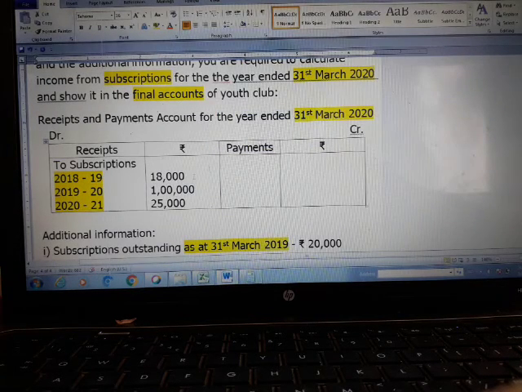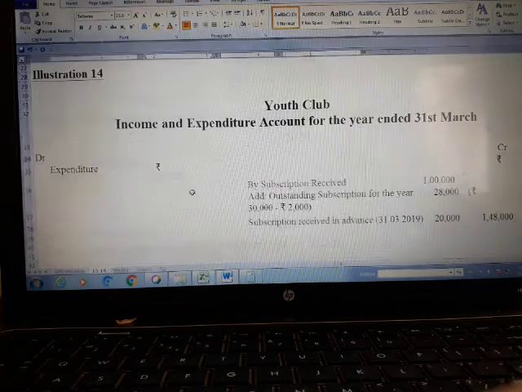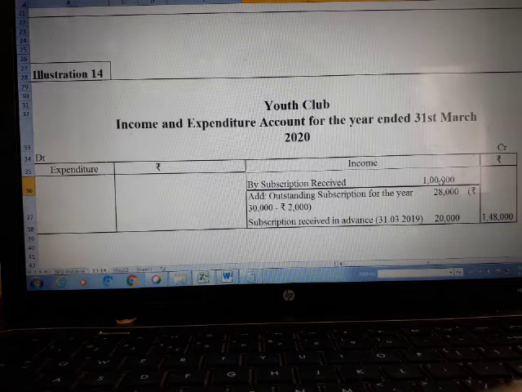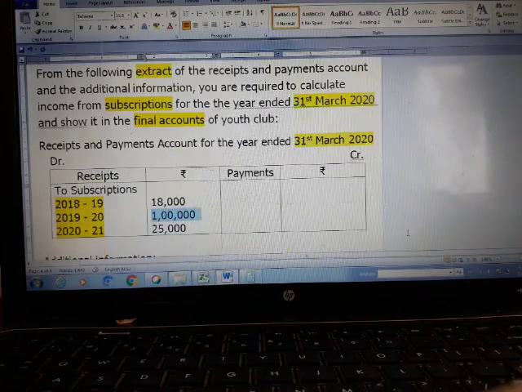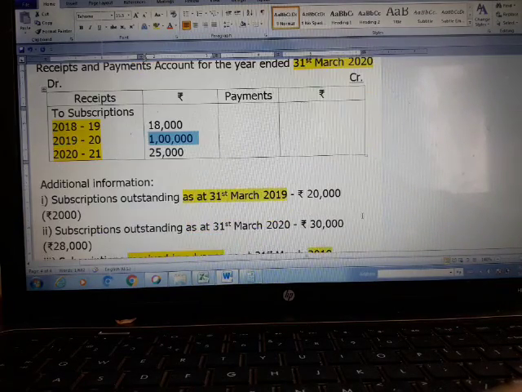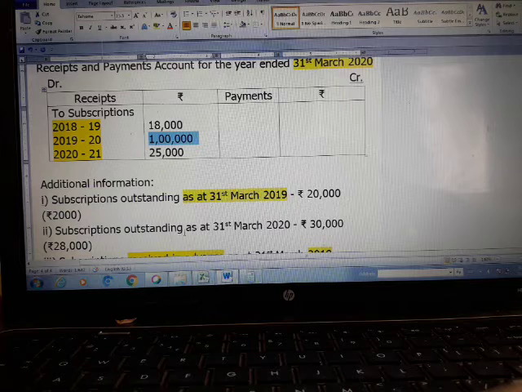It is given in the question that for the year 2019-20, that is the current year I am preparing, it is just 1 lakh. This 1 lakh I have shown here. With this I am going to add the outstanding subscription for the year. That means what is the subscription outstanding for the year? It is mentioned that subscription outstanding as at 31st March is 30,000.